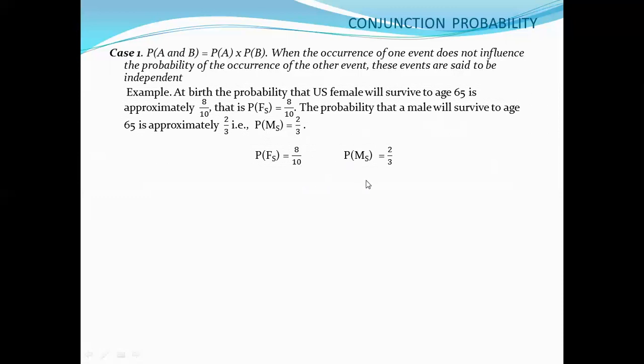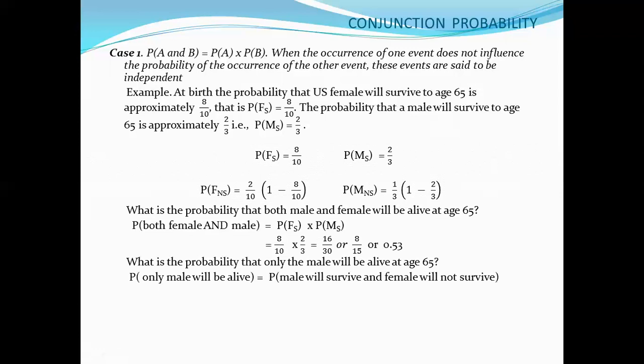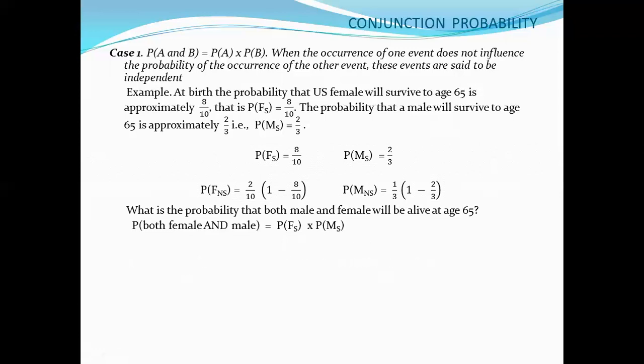Okay, given this, we can actually determine kung ano yung probability that a female will not survive and a male will not survive. So how do we do that? Okay, so balikan natin yung mga theorem sa sets. So this is the complementary, di ba? So for us to be able to get the probability that a female will not survive, all you have to do is subtract this 8 over 10 from 1. So the probability that a female will not survive is 2 over 10. Similarly, the probability that a male will not survive is 1 over 3, or the formula of that is 1 minus 2/3.